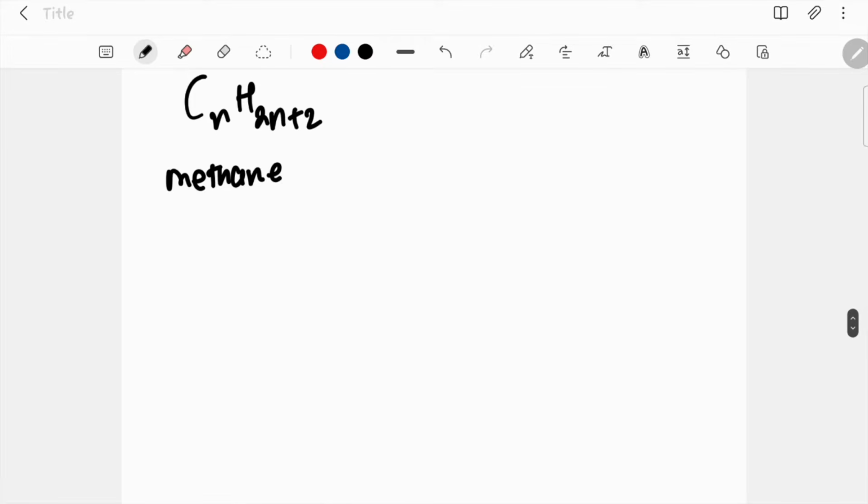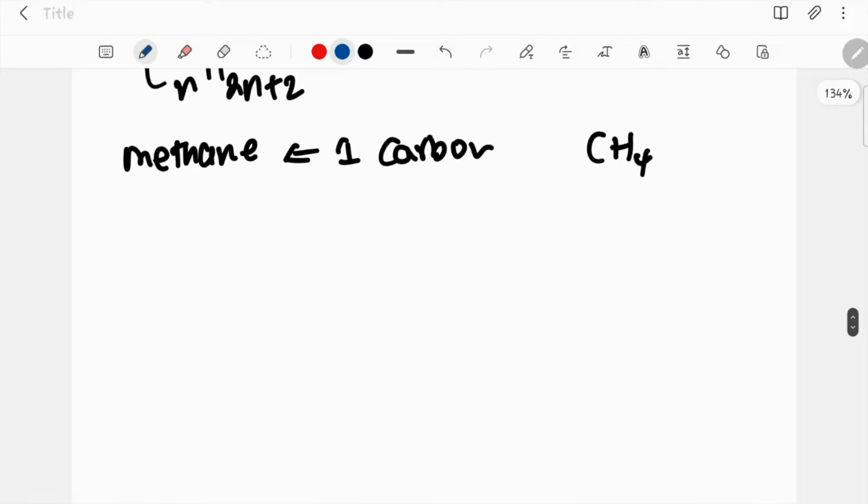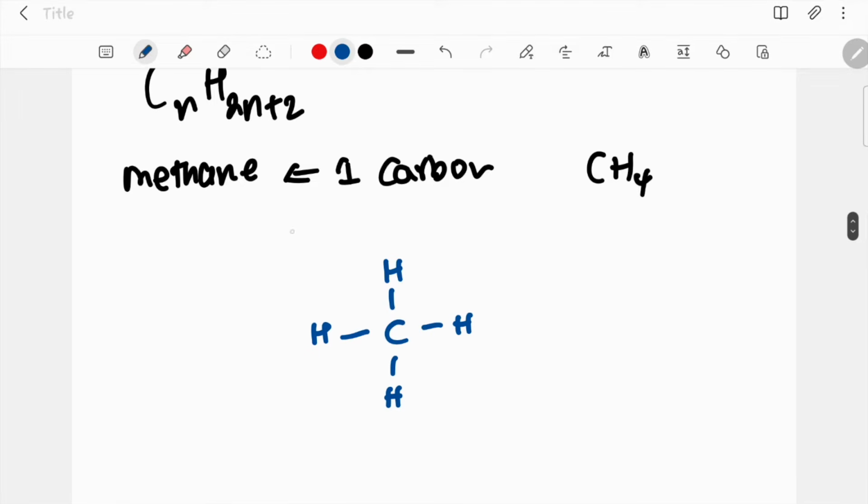Methane has 1 carbon because it's meth. If it has 1 carbon, that means it's going to be CH4. Now, how do I draw this CH4? I'm going to put a C here and then an H on each side. That's how simple it is. CH4 is simply like that, and that is how you draw CH4.